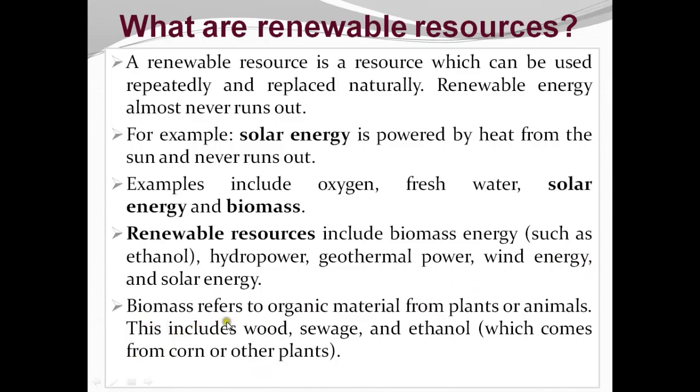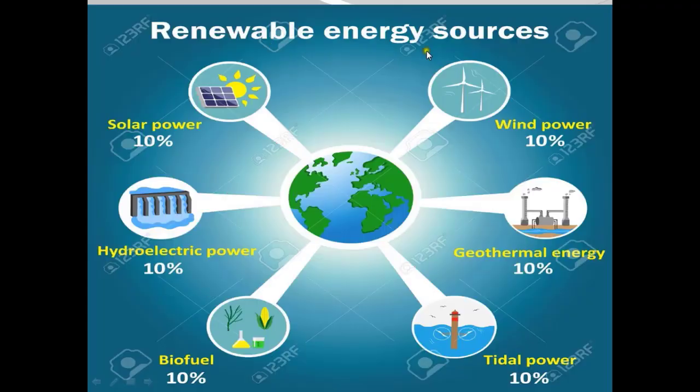Now here the biomass refers to organic material from plants or animals, which includes wood, sewage and ethanol, which comes from corn or other plants. So if you talk about the renewable energy resources that we are talking about: solar energy, solar power, wind power, hydroelectric power, geothermal power, biofuel and tidal power. These are all the renewable energy resources.